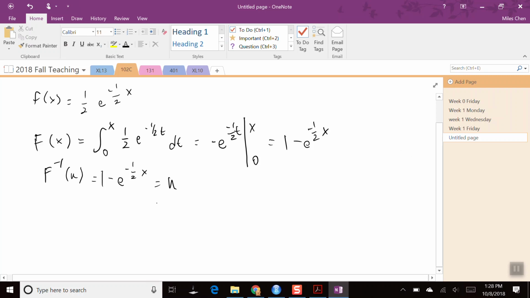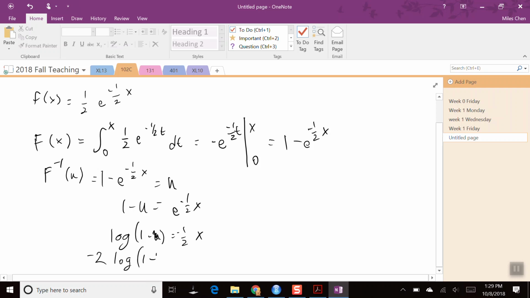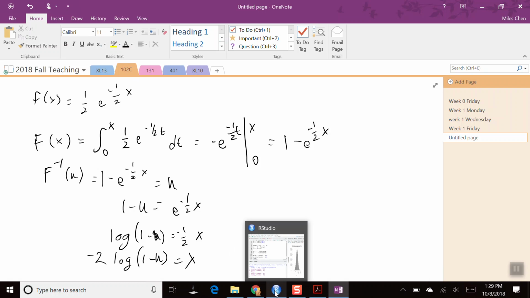We set this equal to u, and then we get 1 minus u is equal to e to the negative 1/2 x. Log of, being natural log, 1 minus u is equal to negative 1/2 x, and then we multiply it by negative 2. Okay. So anyway, it's because there's a 1/2 term up here, so it's just inverse transform method there. I don't know if that clears it up.